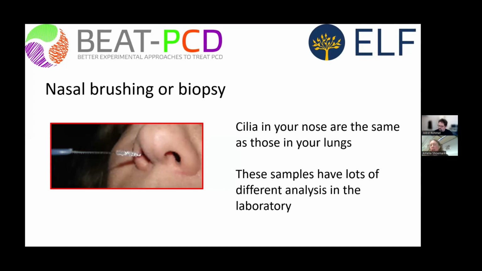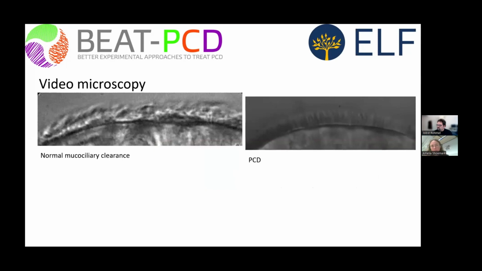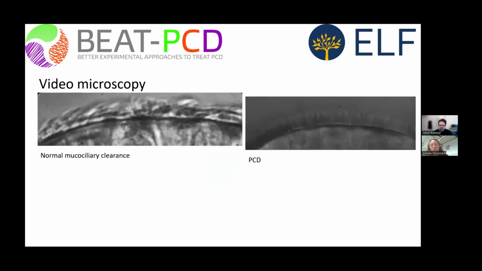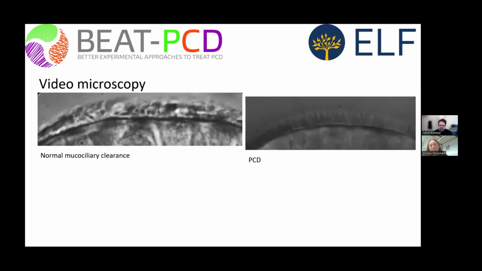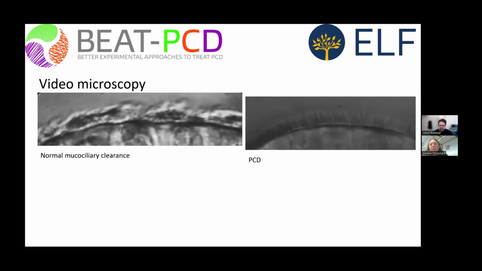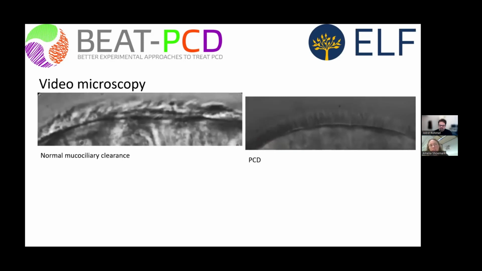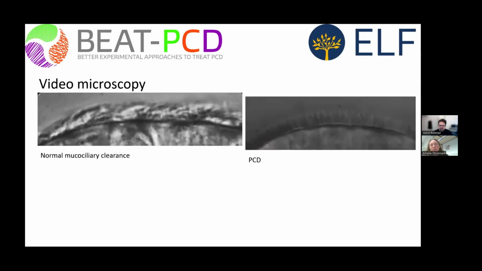And that's a good way of looking at what's going on in your whole airways from your nose right the way down to your lungs. And this is a very quick test. It doesn't take very long, but that sample can have lots and lots of things that happen in the laboratory after it's been taken. And quite a few places in Europe now will do this and look at high-speed video microscopy. So they put that sample under a microscope and they look at the way the cilia are beating.